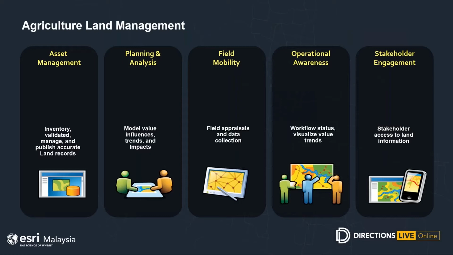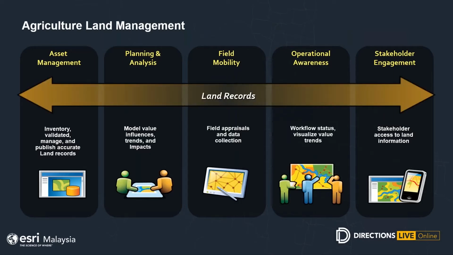Esri provides a holistic solution for digitalized agriculture and land record management, ranging from land asset management, where you do inventory, validation, manage, and publish accurate land records, to planning and analysis, field mobility, operation awareness, and stakeholder engagement. The current pandemic has shown the value of the digital operating model and is likely to force many companies to speed up their digital innovation and transformation.